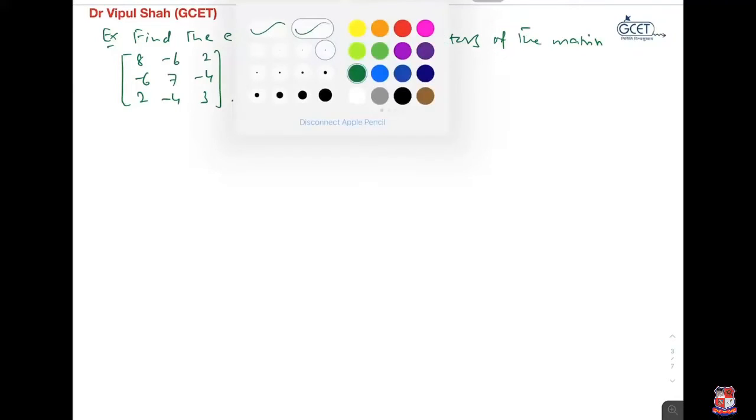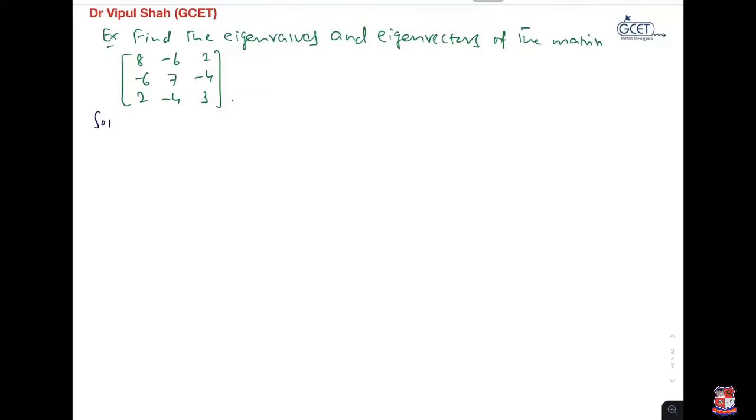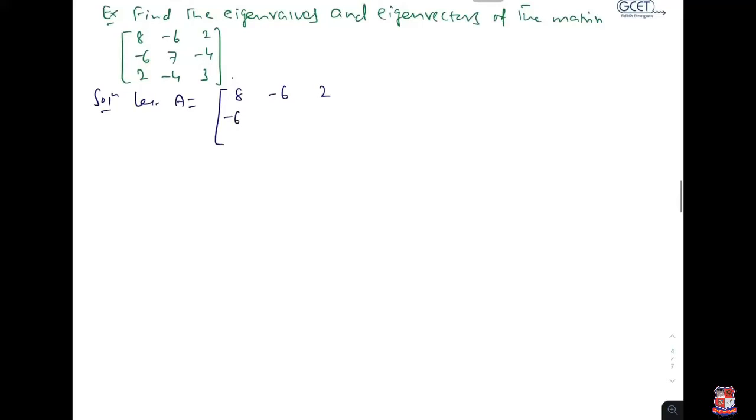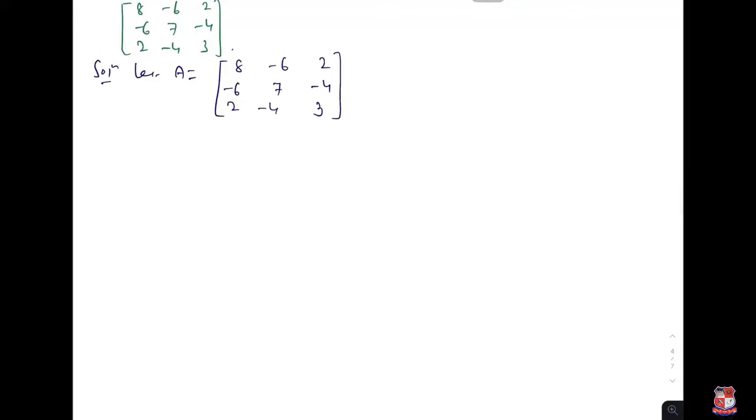So let us solve this example. So let A equal to 8, minus 6, 2; minus 6, 7, minus 4; 2, minus 4, 3. Okay, so the first thing is the characteristic equation.